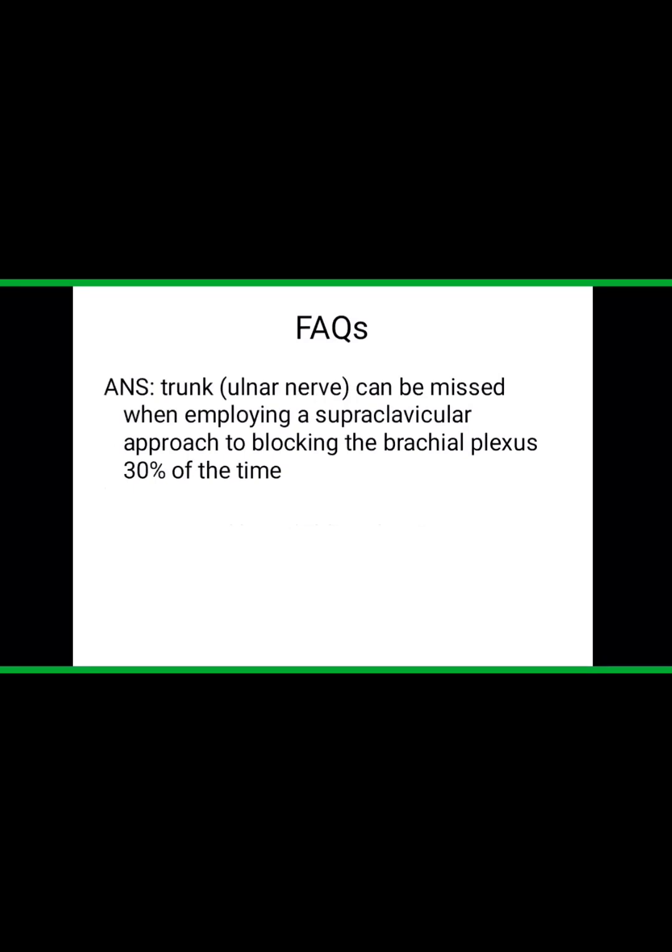Which nerve is missed? The ulnar nerve can be missed when employing a supraclavicular approach to blocking the brachial plexus 30% of the time. This is why we need to inject a drug into the corner pocket first.